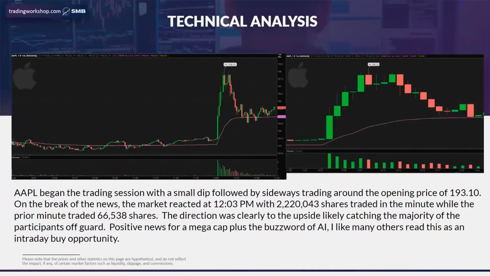So the day of the trade, Apple began trading just kind of normal in its range, not going in a certain direction, so to speak. But when the news did hit, we did see a huge spike in volume prior to the trade. So the first 2 hours and 32 minutes of the day, we had traded a little over 66,000 shares. And then in the minute of 12:03, we traded 2.2 million shares. So something was going on.